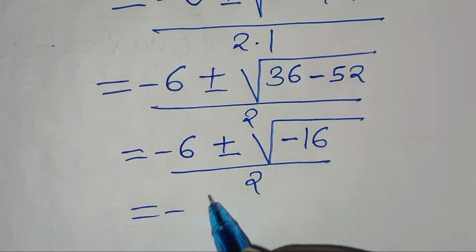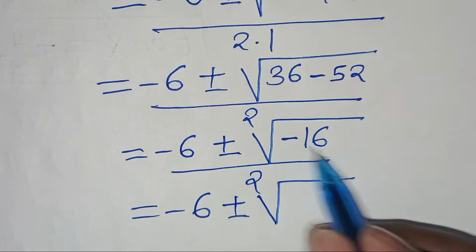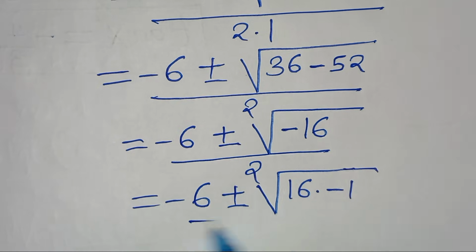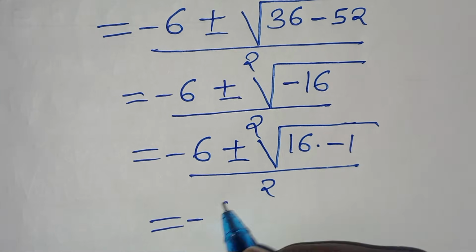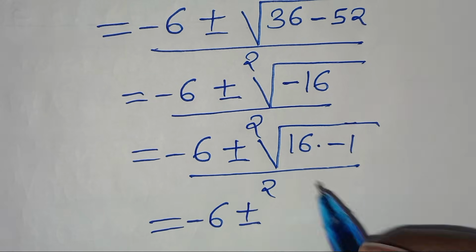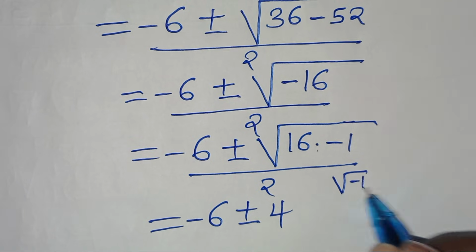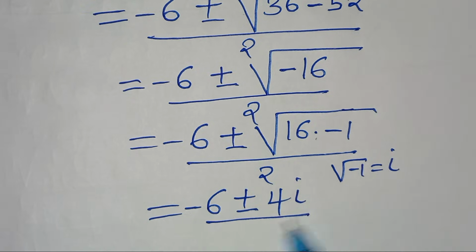So this is -6 ± the square root of -16, which we can express as the square root of 16 times -1, divided by 2. So here we have -6 ± the square root of 16, this is 4, times the square root of -1, this is equal to i. So we have 4i divided by 2.